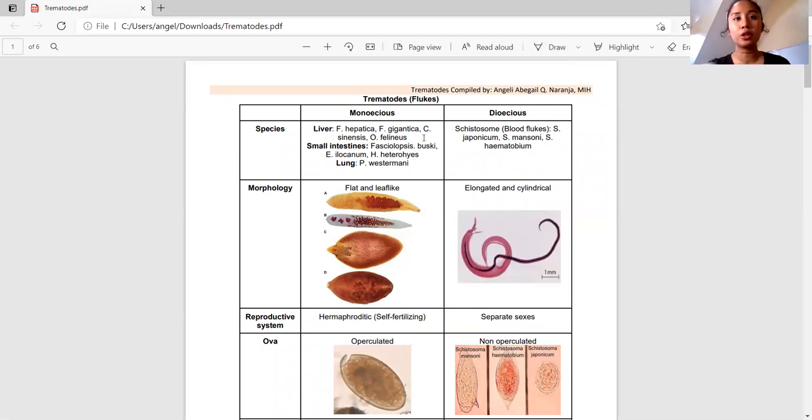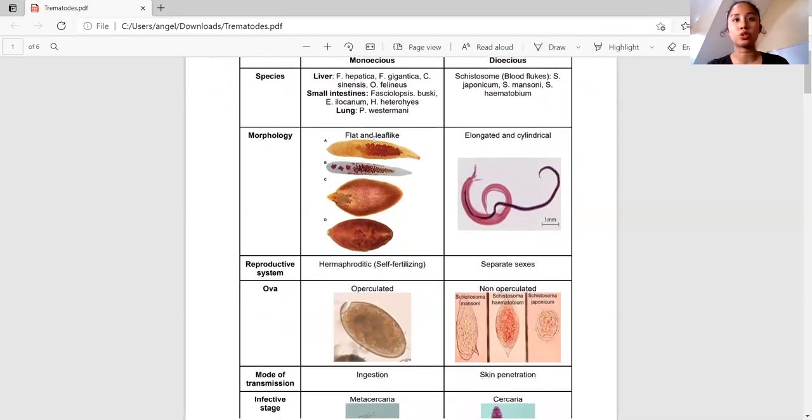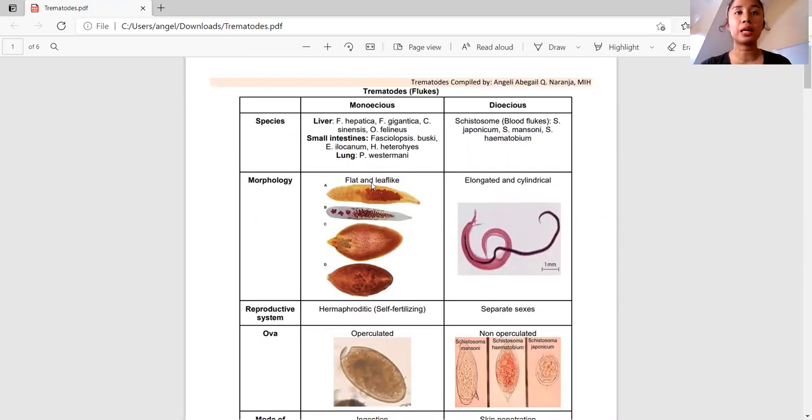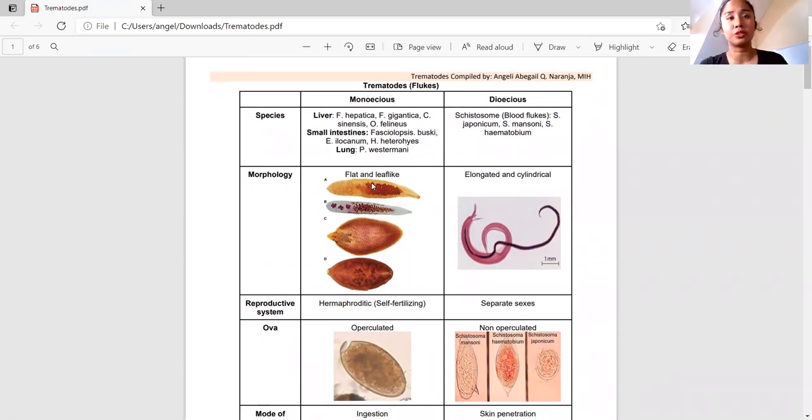Isn't it that we have two main classifications? Actually, I would classify them based on their reproductive system, and I will also classify them based on habitat. Once you receive the PDF file, I'll put the link in the description box.